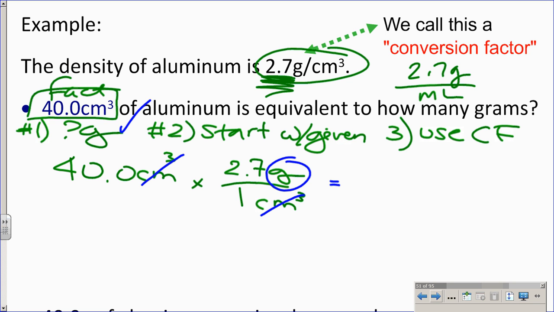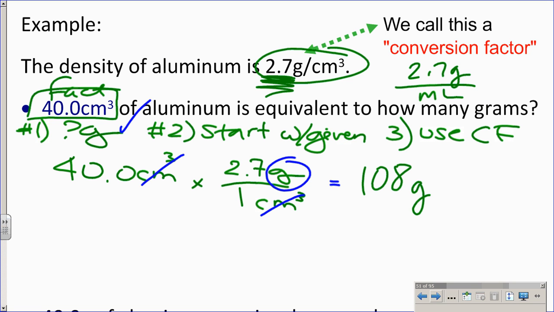So across, if you all have your calculators out, just type in 40.0 times 2.7. You don't have to divide by 1 because dividing by 1 you do in your head. And tell me exactly what you get, and then we will round to sig figs. 108, okay. 108 grams, right?